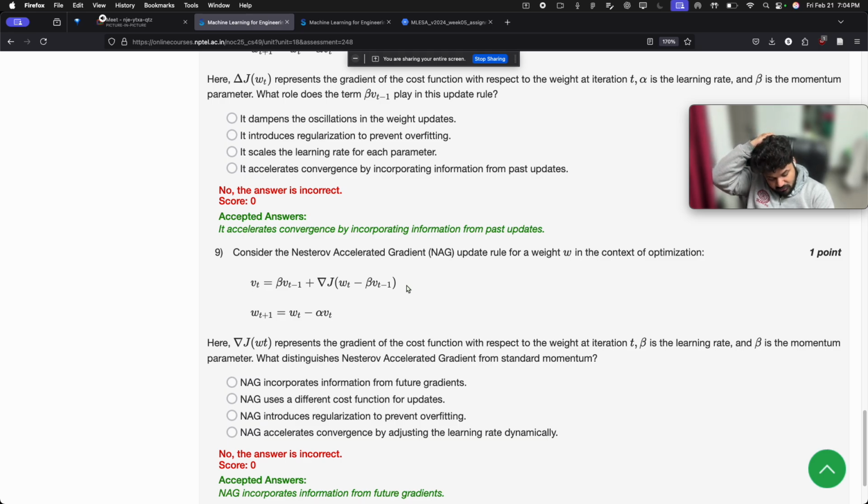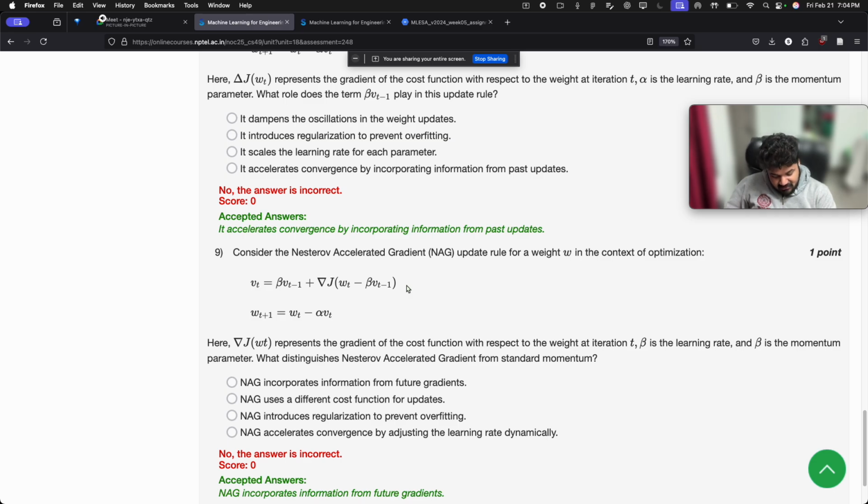V is simply your delta J. Delta J after an epoch becomes V. Assume it old. V is a gradient, okay? Delta J is also a gradient. It is a past gradient, but the model doesn't know it, right? The model assumes these are future weights.